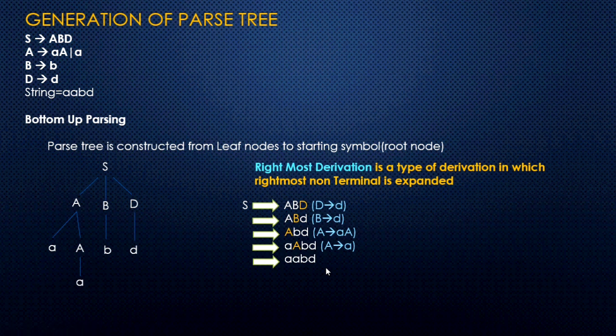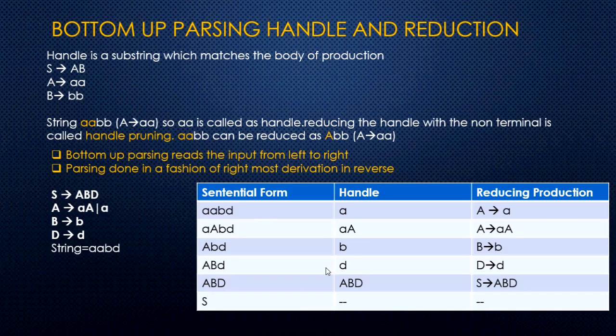So this is called rightmost derivation. Now we go for bottom-up parsing. In bottom-up parsing, you will be learning about handle pruning and reduction. So I take up a grammar: S tends to AB, A tends to small a, B tends to small b.